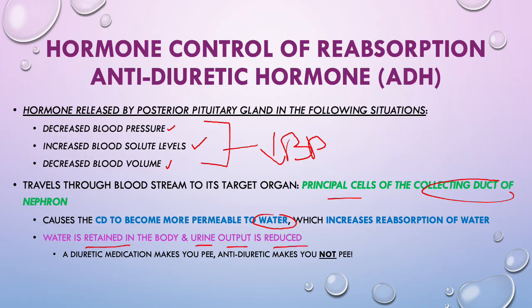And if there is a way to memorize this hormone, anti means against, and diuretic refers to diuresis, which equals urine. So it's the hormone against urinating. Antidiuretic hormone.